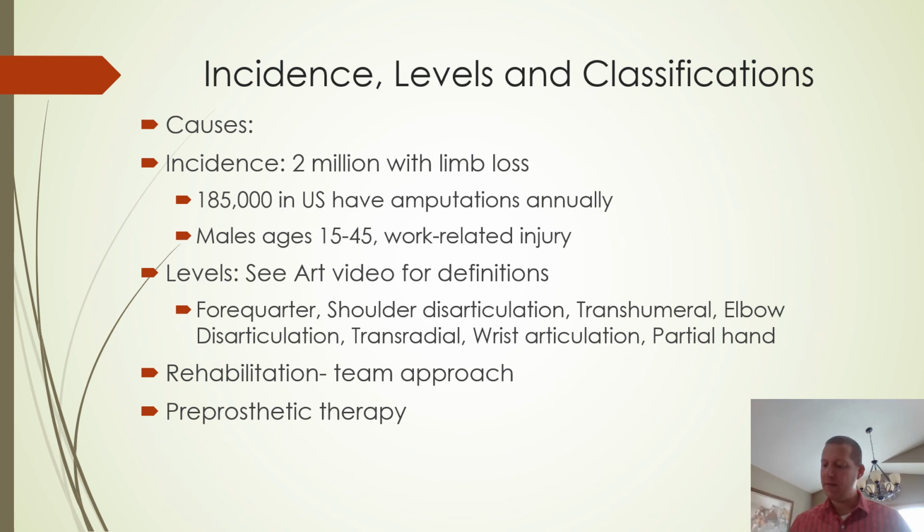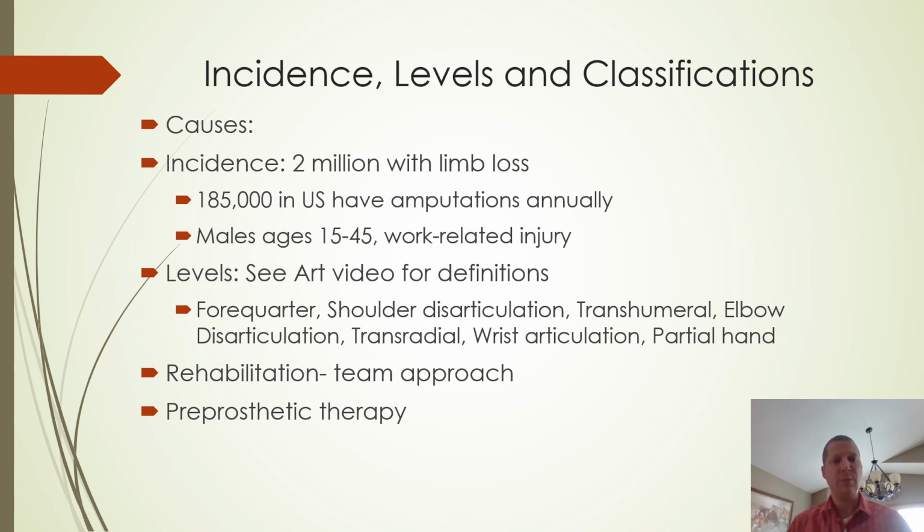So the causes of amputations vary. Sometimes they can be congenital, they can be traumatic, they can be a result of some vascular disease. I'm thinking of diabetics. They can be related to tumors or even complicated infections. There are currently 2 million people that experience limb loss. 185,000 in the United States have amputations every year.